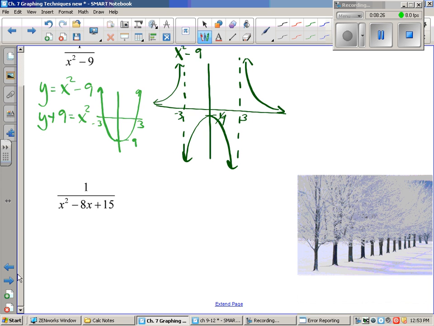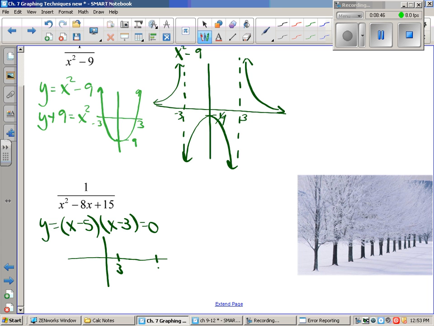Let's try another one. 1 over x squared minus 8x plus 15. So once again, x squared minus 8x plus 15. Just to do it the old school way, because I know some of you are more comfortable with that, that would mean you'd have x minus 5 and x minus 3 equals 0. So that gives you 3 and 5 as your spots, right? And your turning point would occur at 4. Plug in 4, you'd have 16 minus 32 plus 15, so that's negative 1. Sorry, it's not really drawn to scale now, is it? It would cross here at 15.